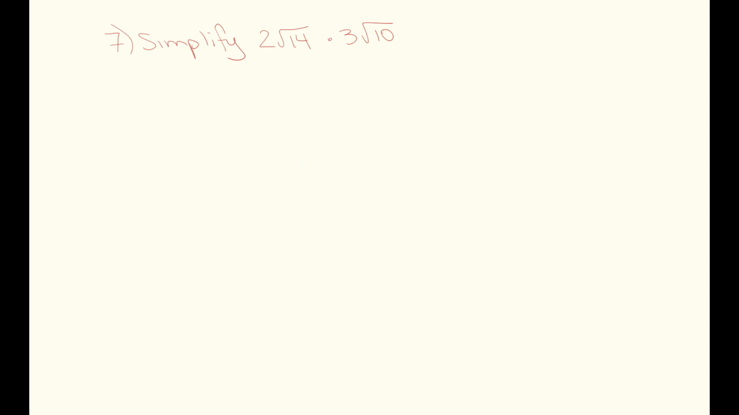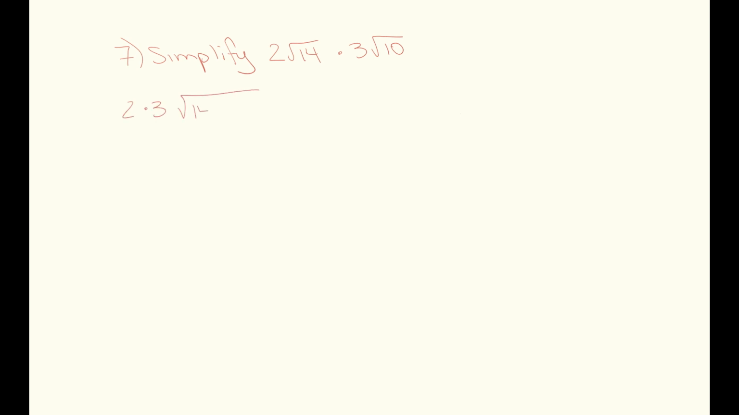Okay, I want to show you how to do this problem 2 different ways, and then it's your choice which way you do it. I'm fine with either way. Okay, so when you multiply with radicals, you multiply the outside numbers together and the inside numbers together. So 2 times 3, and then 14 times 10. So I'm multiplying the outside numbers together and the inside, which would be 6 times the square root of 140.